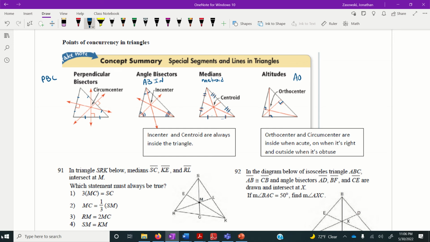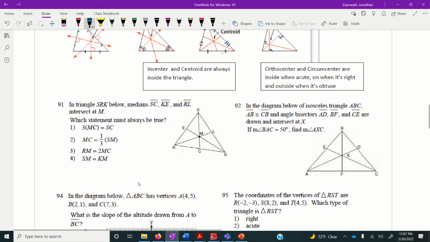Couple things: the incenter and centroid are always located inside the triangle, and the orthocenter and circumcenter can be either in, if it's an acute triangle, on, when it's a right triangle, or outside the triangle when it's obtuse. Doesn't usually come up a lot anymore, but just something to keep in mind.